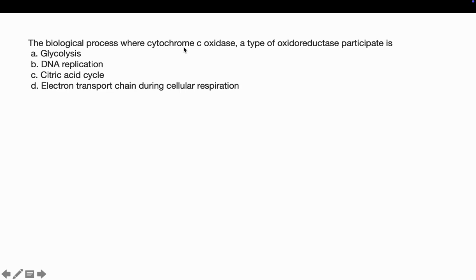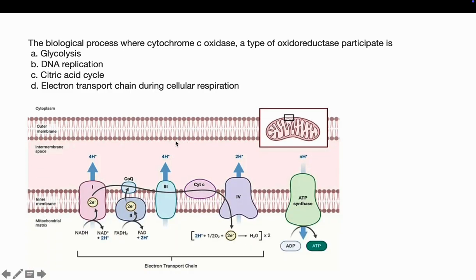The biological process where cytochrome C oxidase, a type of oxidoreductase, participates. We all know about the electron transport chain. We have different cytochrome oxidases, so here we have cytochrome oxidase C, and we have different sets of complexes, first 2, 3, cytochrome C4.